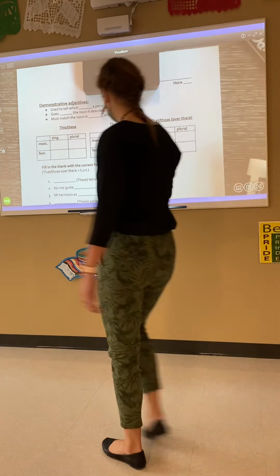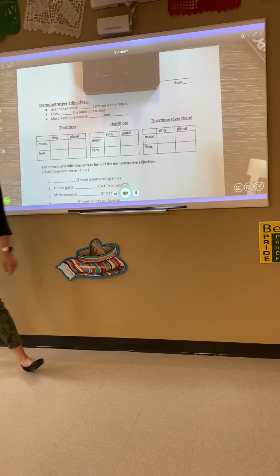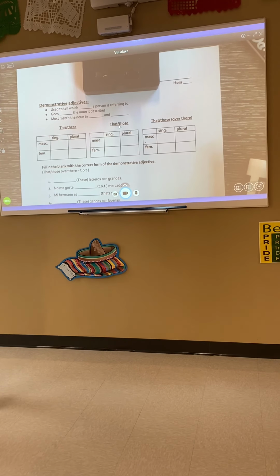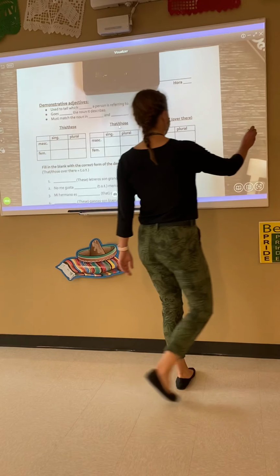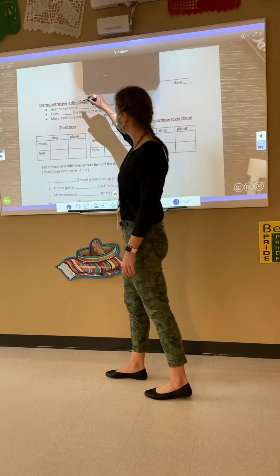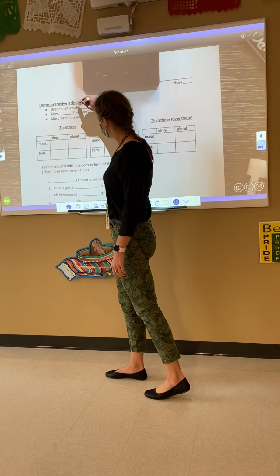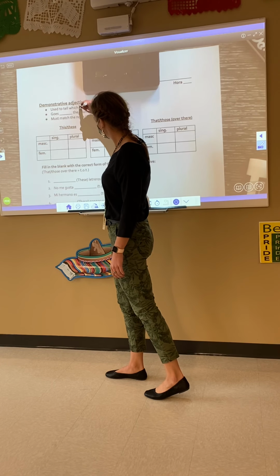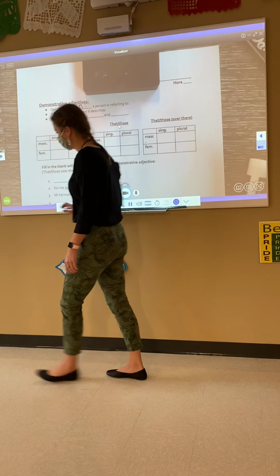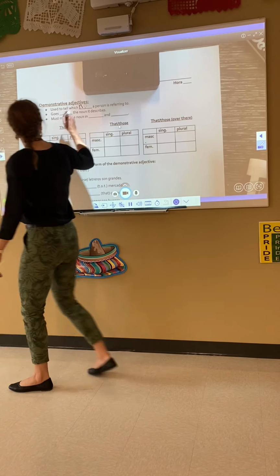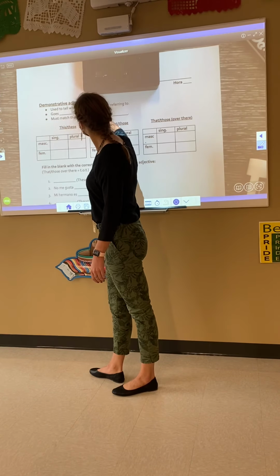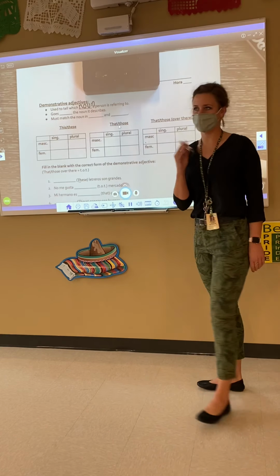We use demonstrative adjectives to tell which noun a person is referring to. Adjectives always describe nouns. So for the first blank, you're going to write noun. So adjectives describe nouns. That's nothing new.